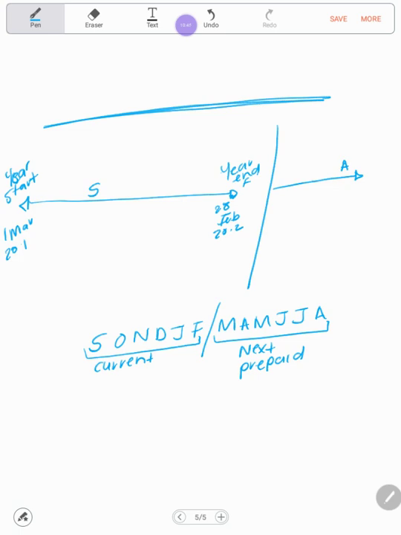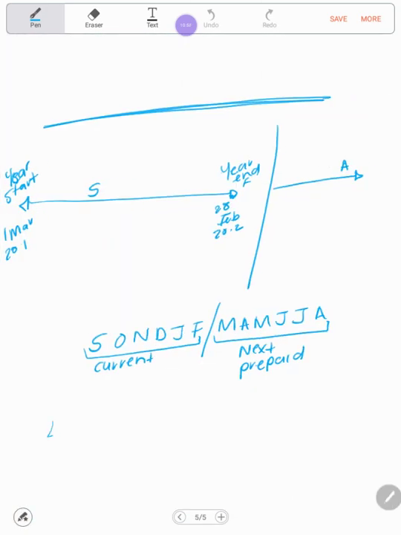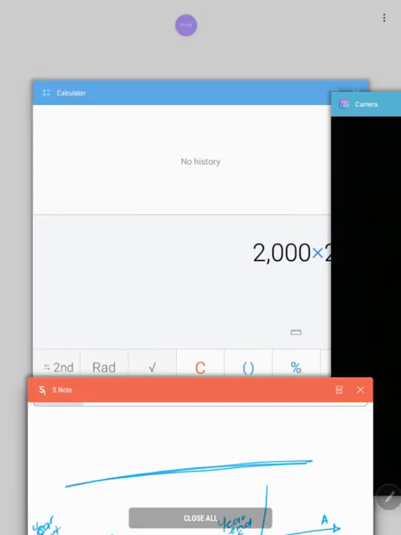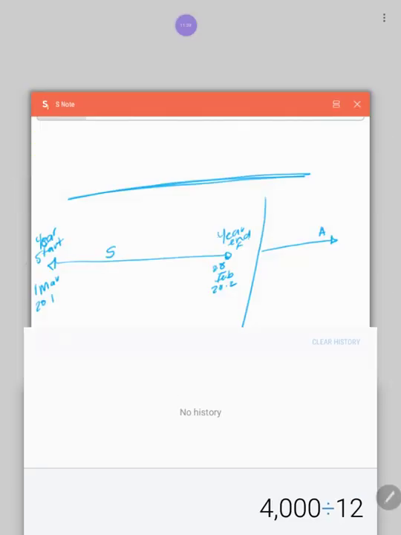So now you need to work out how much your insurance costs you per month. They say that this insurance was 4,000 Rand. You're going to divide it by the number of months that you have paid. So let's count the months. 1, 2, 3, 4, 5, 6, 7, 8, 9, 10, 11, 12. So divided by 12. 4,000 divided by 12, and we get this value. So that is your per month.